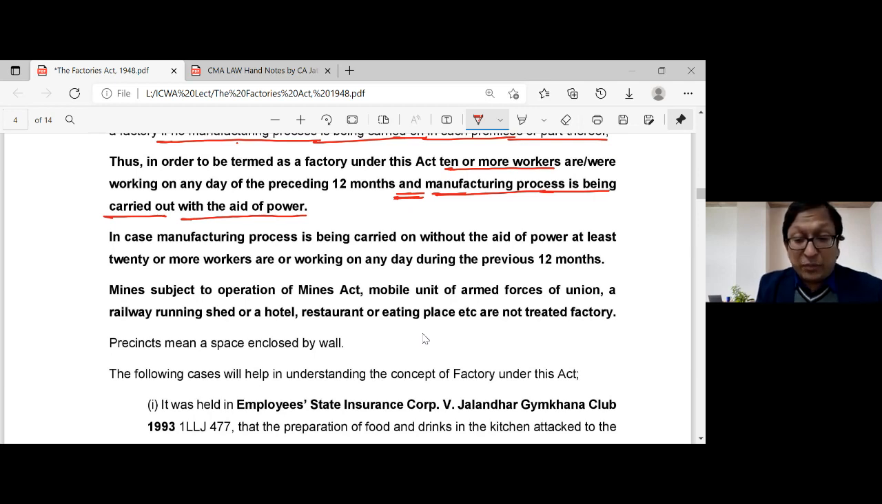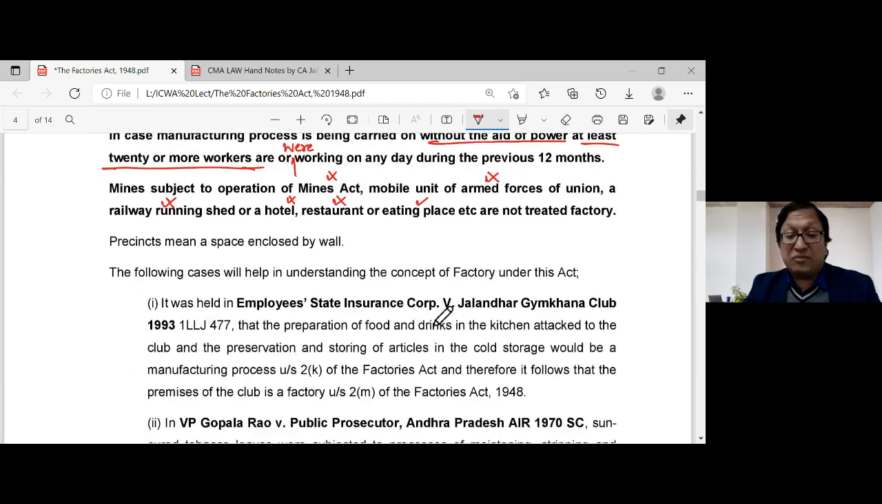In case the manufacturing process is carried on without the aid of power, then at least 20 or more workers are or were working on any day during the preceding 12 months. Mines which are covered under the Mines Act, mobile units of the armed forces of the Union, railway running sheds, hotels, restaurants, and eating places will not be considered as factory. These are not to be treated as factory.